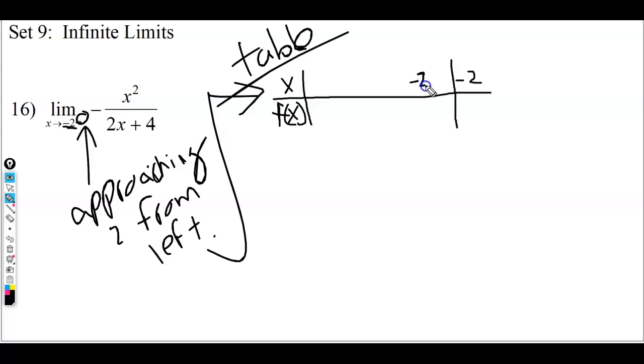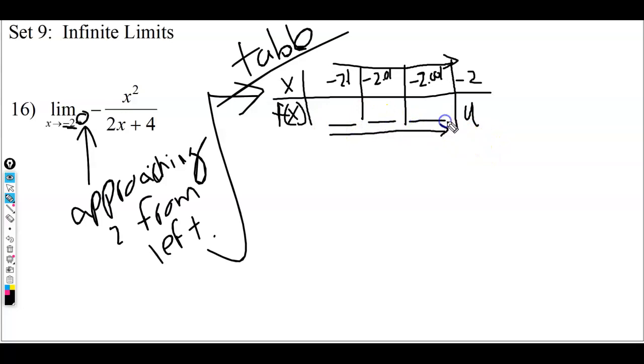How about -2.001? And then a number even more negative than that would be this. Or how about this? So what's happening is we're getting closer and closer to -2 from the left. And as I get closer and closer to -2 from the left, we want to find out what are we reaching over here. It's undefined. But the question is, are these numbers getting bigger and bigger and bigger? Or are they getting smaller and smaller and smaller?